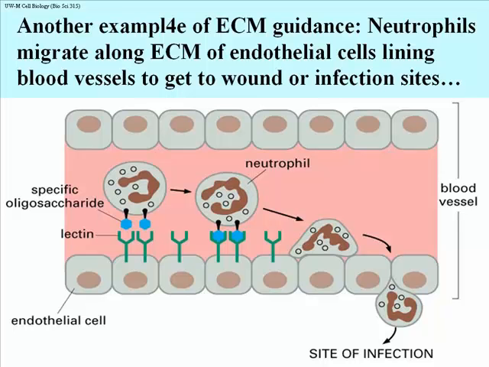And eventually, after several other events, they can insert themselves and squeeze themselves between endothelial cells, actually leaving the blood vessel and going to the site of infection where they can phagocytose or endocytose debris, bacteria, whatever they have an ability to remove from the wound site or site of infection. Again, it's a kind of migration. It involves the neutrophils moving along the basal lamina or ECM of endothelial cells.